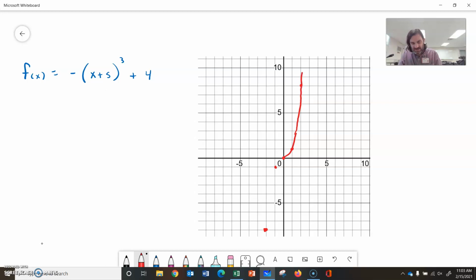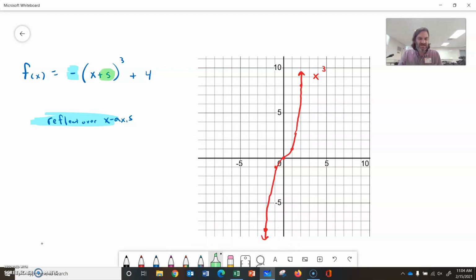And we should know what x cubed looks like from our parent functions. I'm not good at drawing the ones that go all the way up and down, but that's x cubed. Now what's happening to x cubed? Well, there's a negative out front, which will reflect over the x-axis.